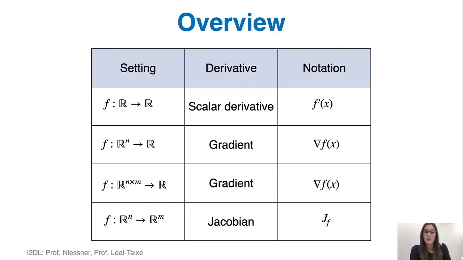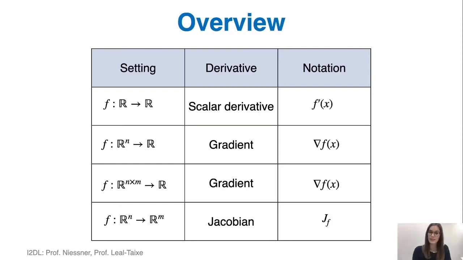And similarly, when we look at a function which takes as input a matrix and goes into R, so from R^(n×m) to R, we also call the derivative of such a function the gradient, and we use the same nabla symbol. And the last setting we want to have a look at is a function from R^n to R^m. So on both sides we have a higher dimensional setting, and here we call the derivative a Jacobian. The notation here will be J, and then as subscript we have f.